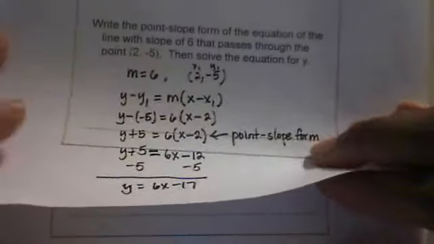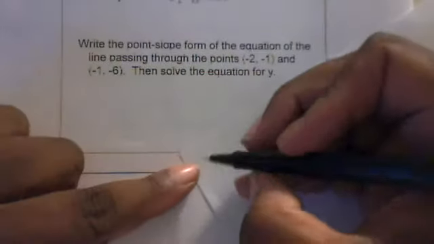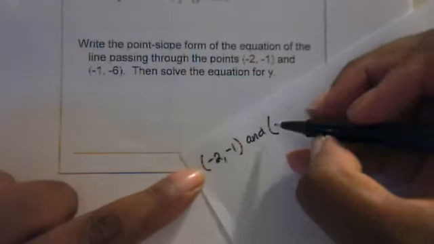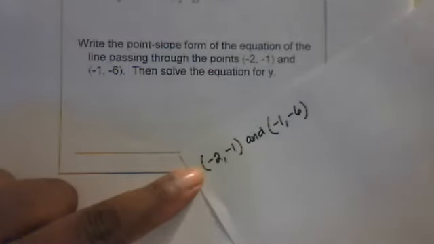Now, let's say you were given 2 points. In this problem, you're asked to write the point-slope form of the equation of the line passing through the points negative 2, negative 1, and negative 1, negative 6, and then solve the equation for y. So here we're given 2 points, negative 2, negative 1, and negative 1, negative 6. Okay? And we want to write the point-slope form of the equation of that line. We can still use the point-slope form.